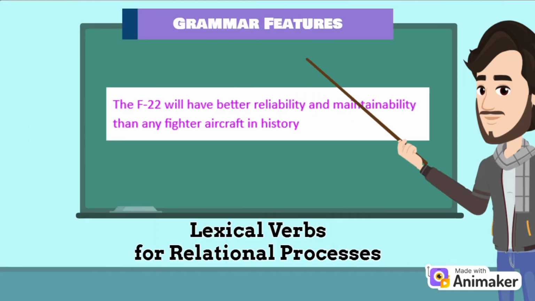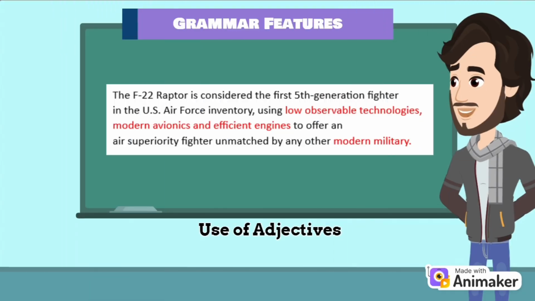Descriptive texts have a set of 5 important grammatical features, which are the following. Use of lexical verbs establishing relational processes. In this case, the lexical verb will have is establishing the relation between the subject, the F-22, and the predicate, being the reliability and maintainability mentioned in the sentence. Use of adjectives. This is to give characteristics of the subject, in this case, the characteristics of the F-22, such as low observable technologies, modern avionics, and efficient engines.